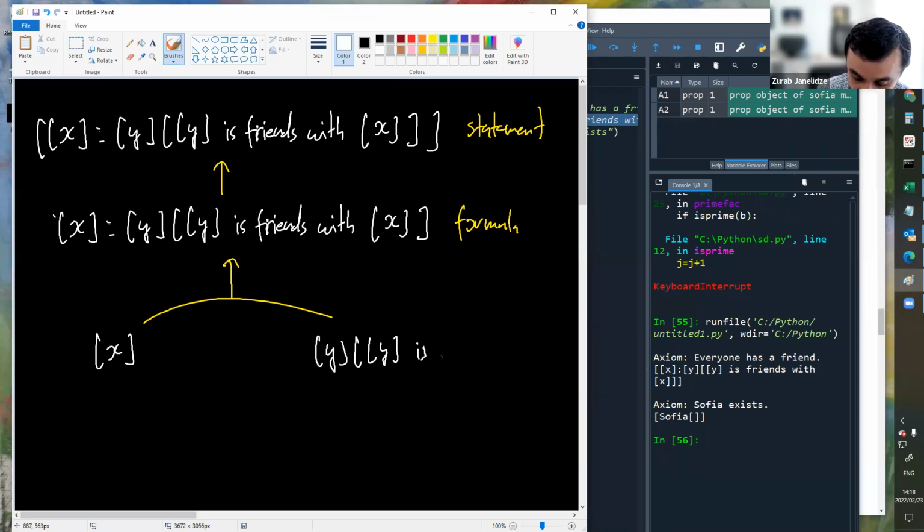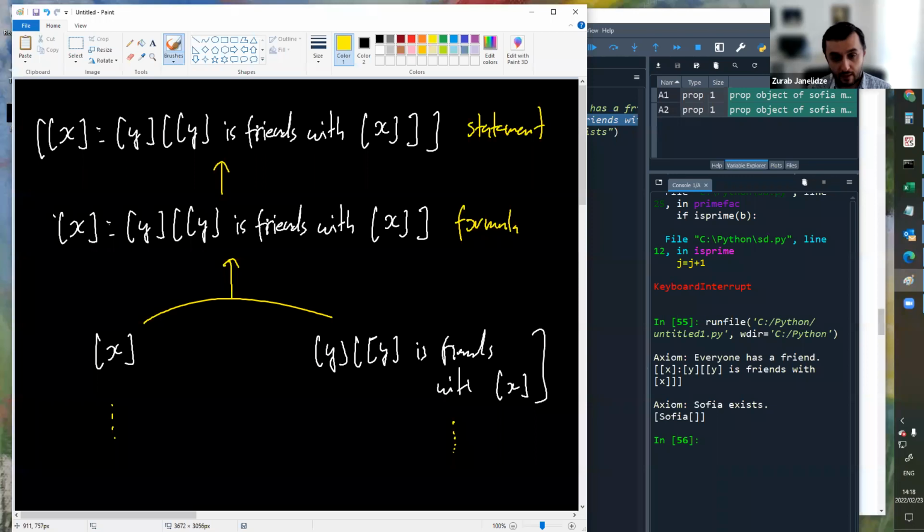So Y is friends with X. Okay, we're not going to need to go further into ontology. I'm going to stop here. So this would go further, but we don't need it for now. And let's focus on this symbol here, the meaning of that symbol, right?